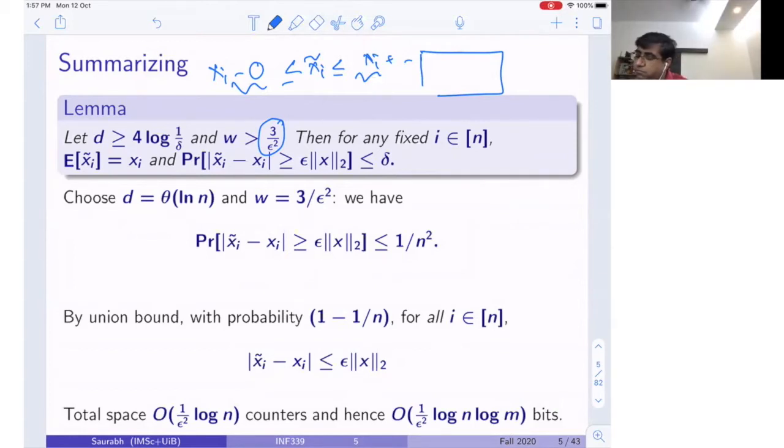And then if we choose ln n times this, then again we were able to show that for every coordinate we can achieve that the estimate on xi tilde is epsilon times the second norm. And again, now we need slightly more space, because now we need 1 over epsilon square log n counters. So this is what we did last time, and we did analysis for this.